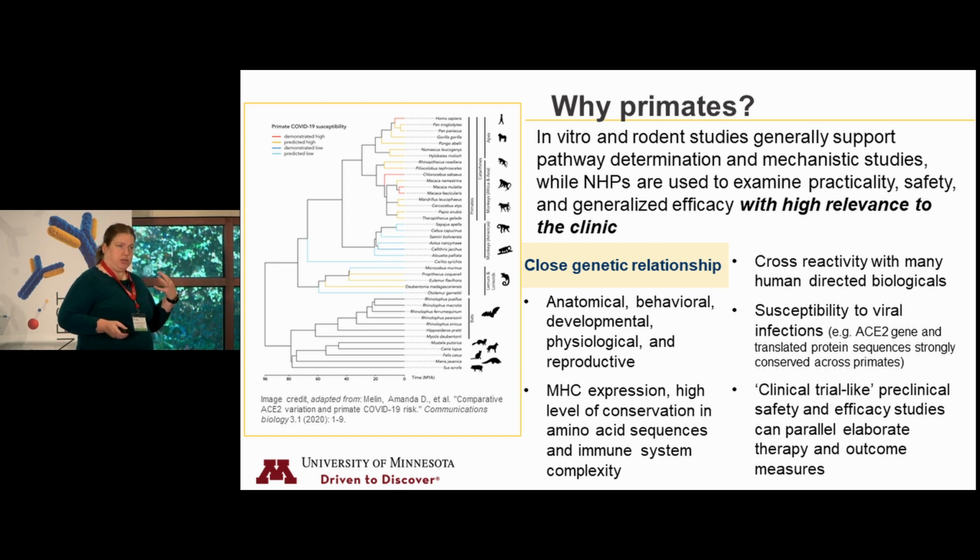And especially as I work a lot in transplantation, the similar immune system and the complexity of their immune system is very important for really testing different therapies in a stringent model, because they have similar MHC expression and a high level of conservation in amino acid sequences and complexity. And there's also a lot of cross-reactivity with human-directed biologics and susceptibility to infections, the same as humans. So this really allows us to create a clinical trial-like preclinical safety and efficacy study that can parallel the therapies and improve translatability to the clinic.